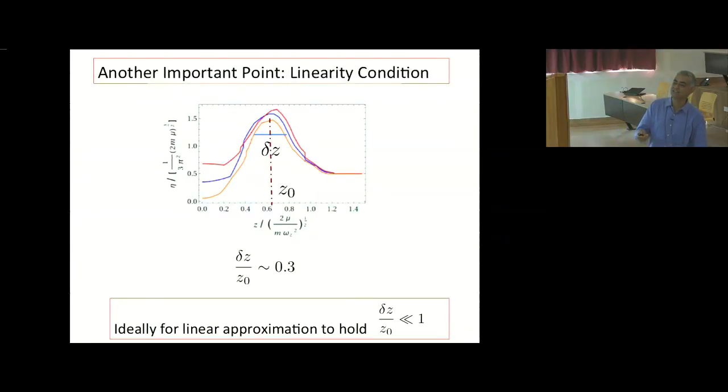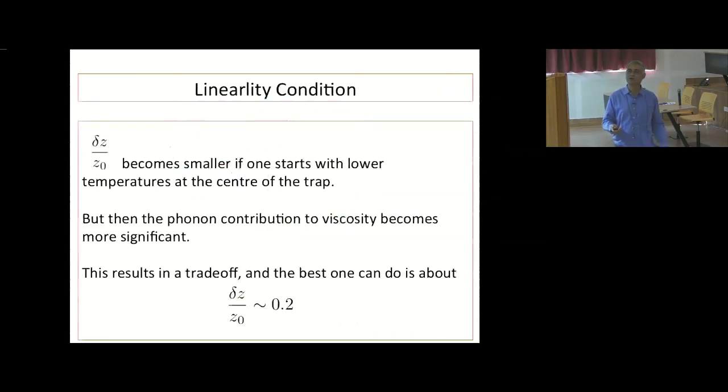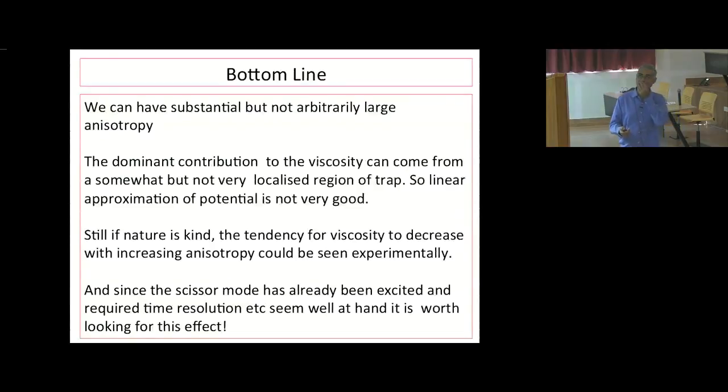It would be linear if delta z over z were much less than 1, but it can only be made about 0.3 for technical reasons I can tell you about. So there are various caveats, but it seems like something well worth trying to go for. So the bottom line is that this is a kind of system where, perhaps if nature is kind, they might see the kind of effect with gravity systems seem to show quite generic.